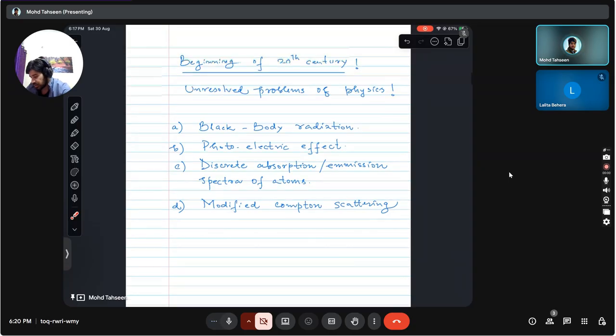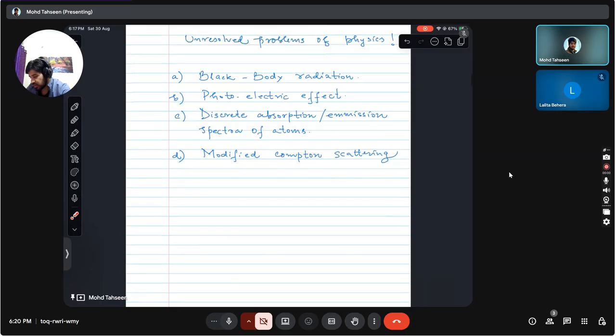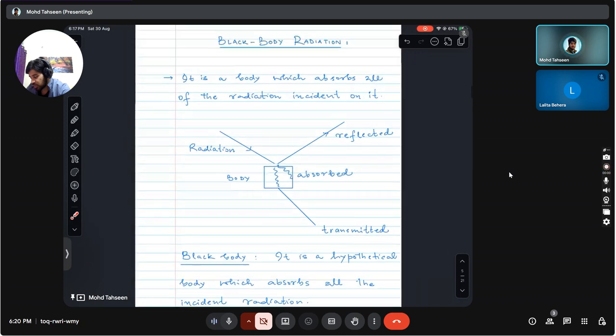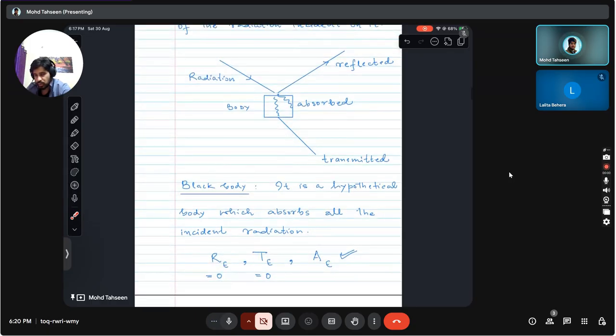We took a look at a couple of these problems, the first of which is black body radiation. Black body radiation is simply the radiation which is radiated, not reflected, by a black body. Now what's a black body? A black body we define as a body which can absorb and emit radiation at all wavelengths.